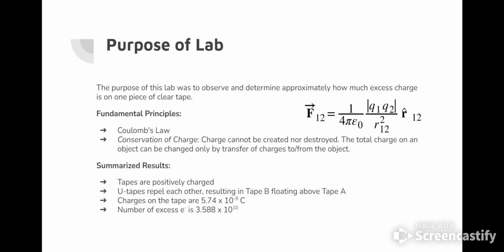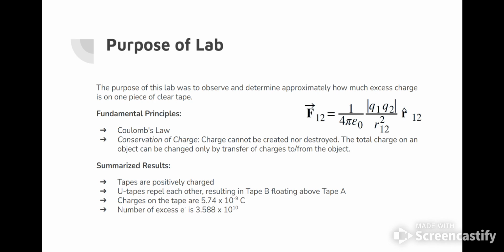The purpose of this lab was to observe and determine approximately how much excess charge is on one piece of clear tape. The fundamental principles observed in this lab were Coulomb's law, which is shown in the equation to the right, and the conservation of charge, which says that charge cannot be created nor destroyed. The total charge on an object can be changed only by transfer of charges to and from the object.